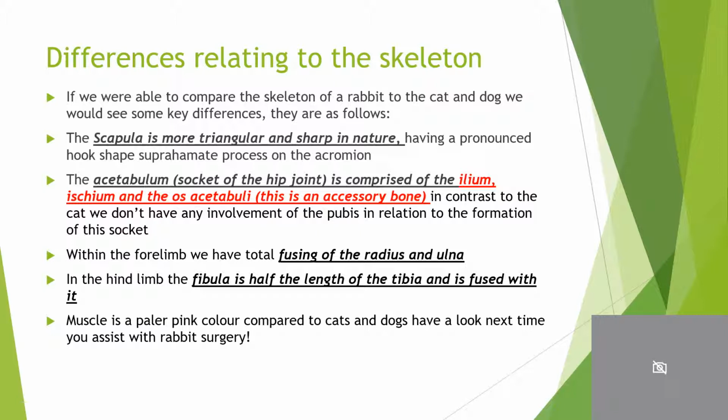The acetabulum, the socket of the hip joint, is comprised of the ilium, ischium and the os acetabuli. This is an accessory bone, and in contrast to the cat, we don't have any involvement of the pubis in relation to the formation of this socket. Within the forelimb, we have total fusing of the radius and ulna, and in the hind limb, the fibula is half the length of the tibia and is fused with it. The muscle is a paler pink colour compared to cats and dogs. Try and have a look next time you assist with rabbit surgery.